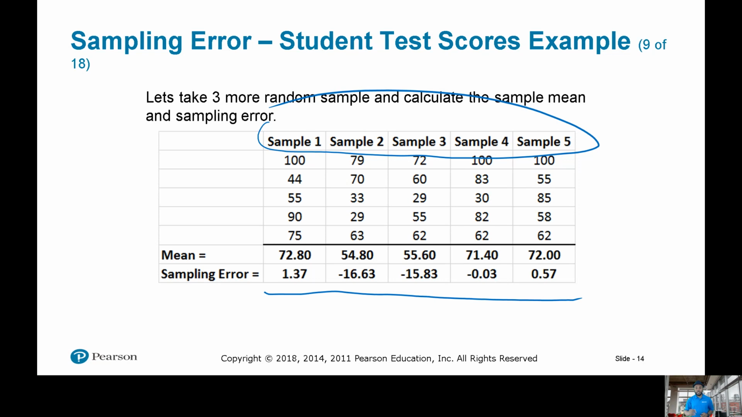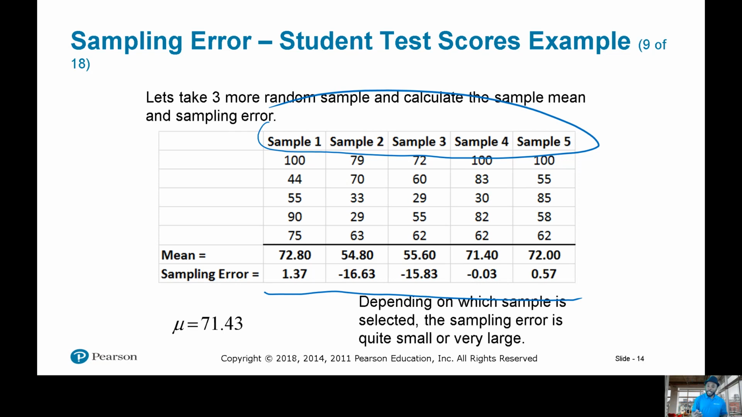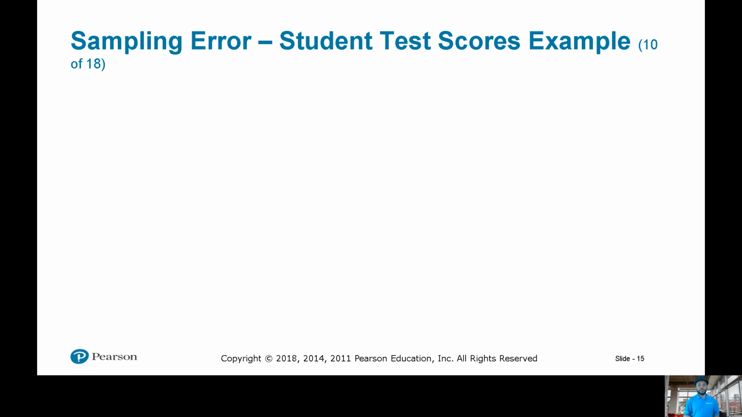So it kind of fluctuates. Some are close to the population mean and some are a little bit off. So the population mean again is 71.43. And as you can see, depending on which sample is selected, the sampling error is quite small or very large. Okay?